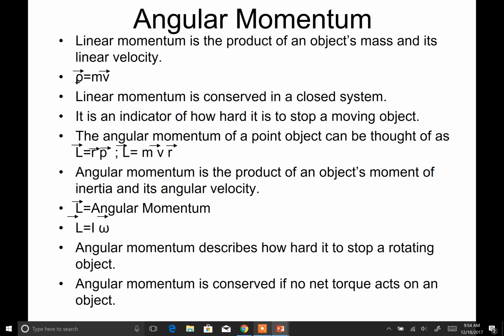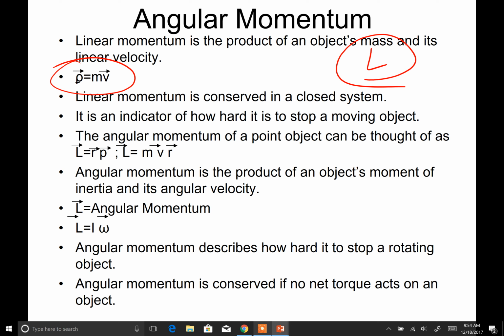Let's also talk about angular momentum. We'll see angular momentum symbolized with capital L. Linear momentum, if we remember back to several units ago, is the product of an object's mass times its linear velocity. Momentum is also a vector. Linear momentum is sometimes written as p, which equals mv. Linear momentum is conserved in a closed system. It's kind of an indicator of how hard it is to stop a moving object.